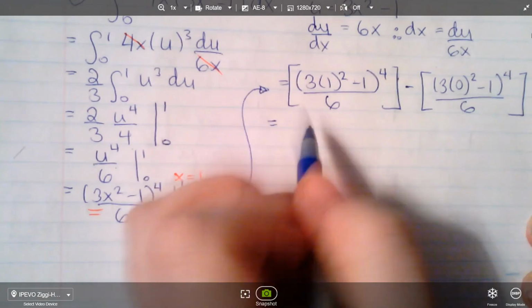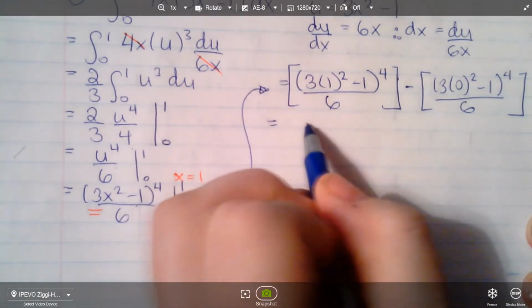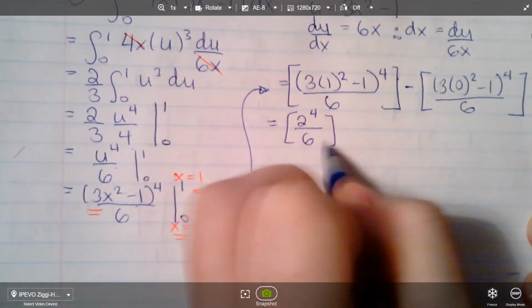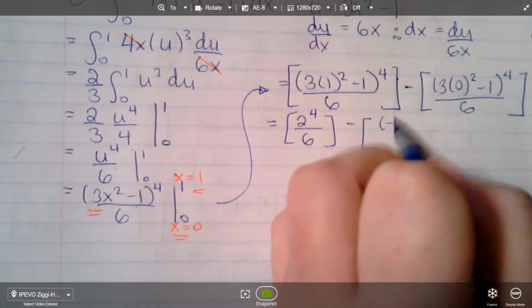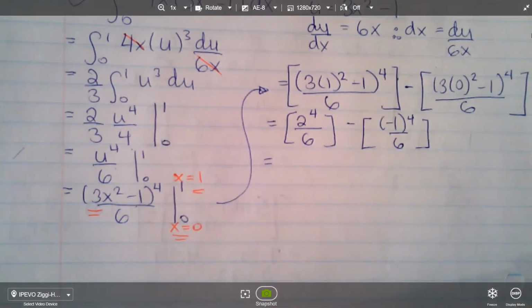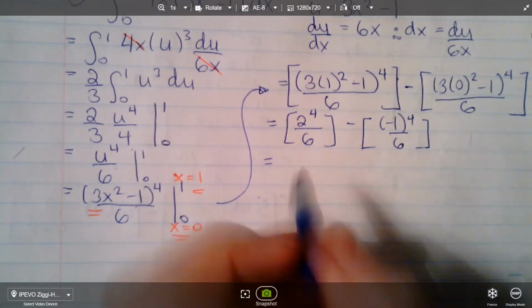so sub it in. We got 3 minus 1, 2, so 2 to the power of 4 over 6 minus, and we're going to have minus 1 to the power of 4 over 6, and I'm going to evaluate that in the calculator real quick. So I should get 16 over 6.